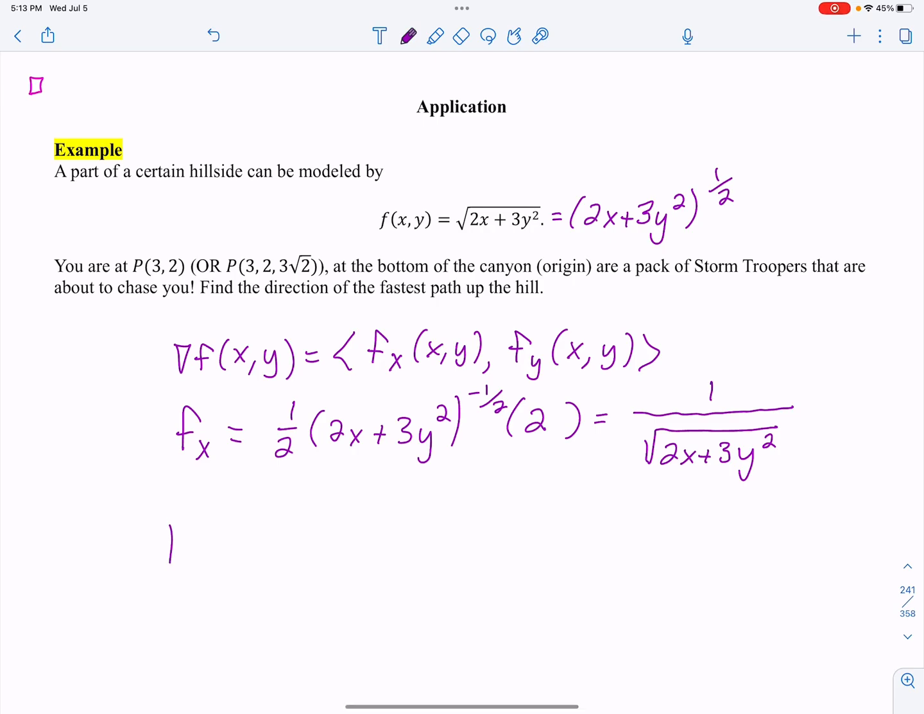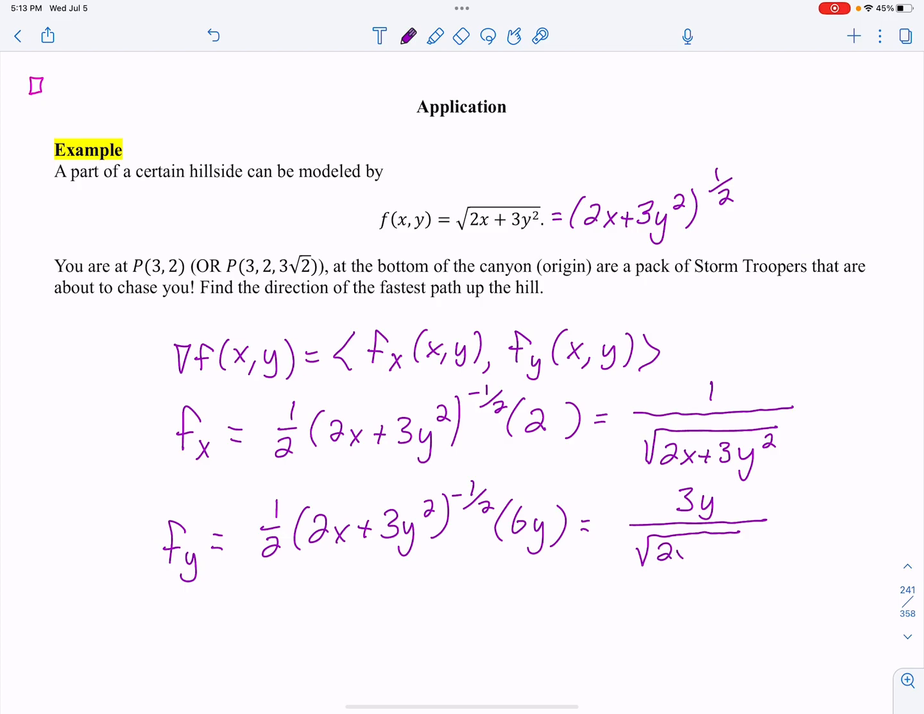All right, we're going to do the same thing for f of y, or the derivative of f with respect to y. The 1/2 power comes down just the same. Keep the same on the inside, go down to a -1/2. This is the part that changes. I want the partial derivative of the inside with respect to y. That's just going to be a 6y. If I do 6 divided by 2, I get a 3y. And I got that over the square root of 2x plus 3y squared.